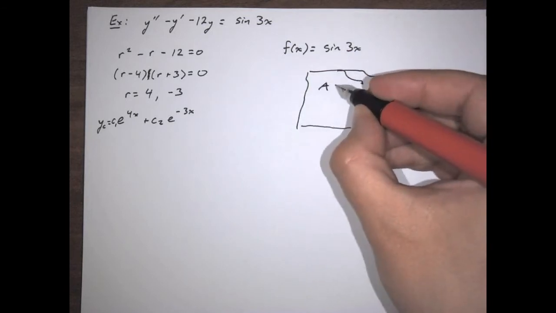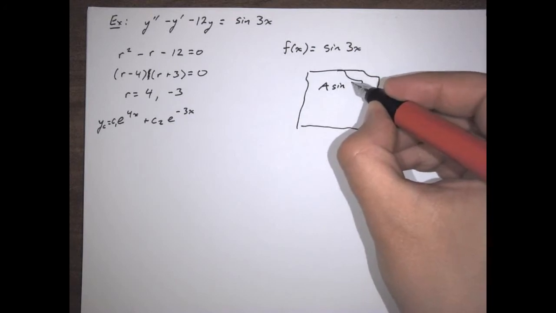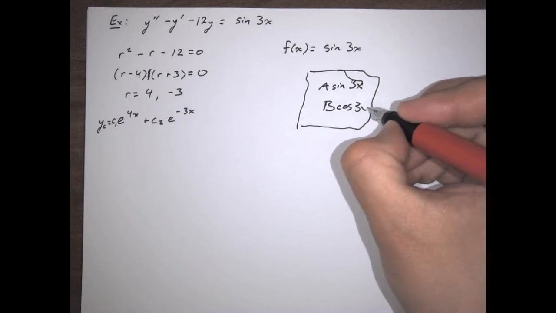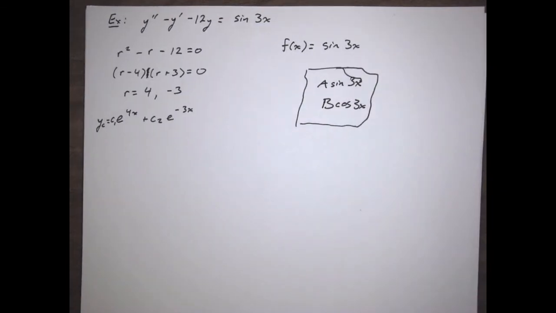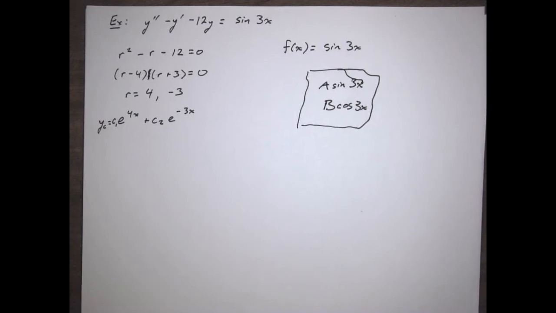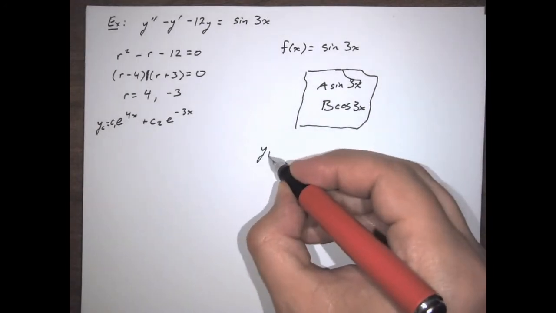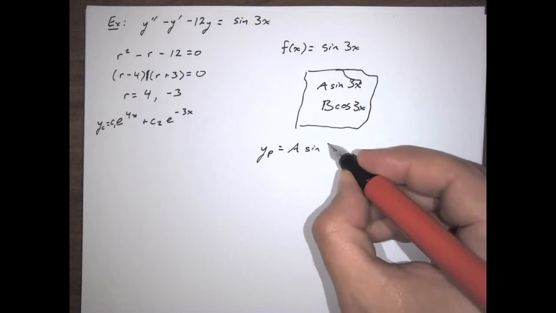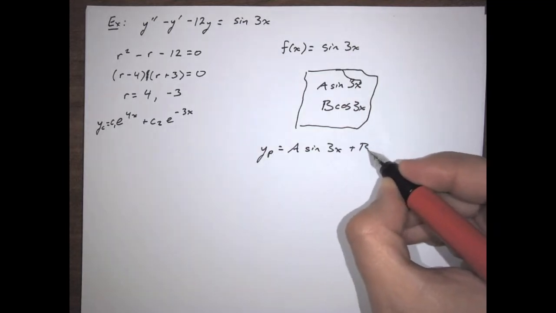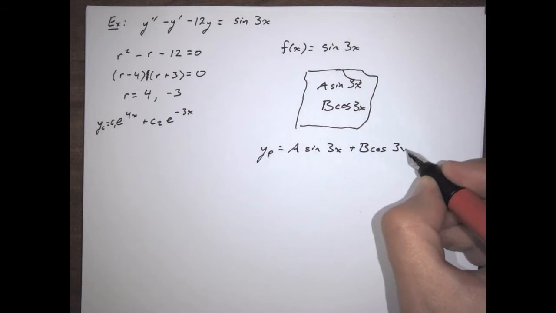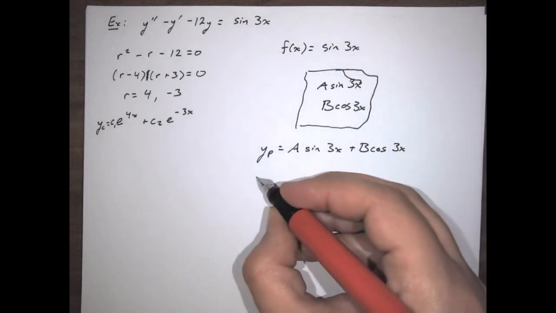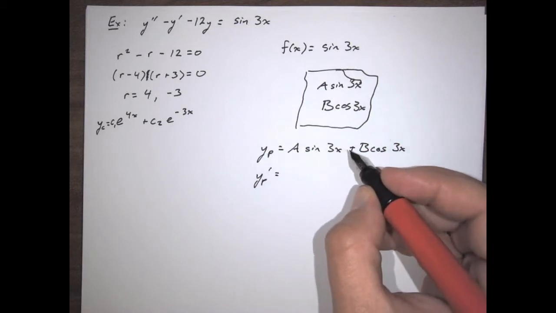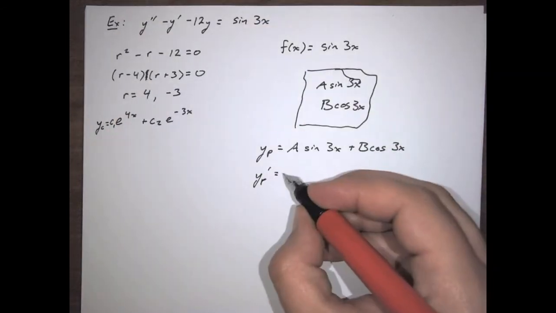We have things of the form a sine 3x. We have things like b cosine 3x. Now, as we take derivatives and such, the 3's would come out, but those can just get absorbed by the coefficients, and so it's not a big deal. And that gives us then a particular solution of a sine 3x plus b cosine 3x, which we then need to take the derivative and then the second derivative of in order to get our way to something we can plug into here.